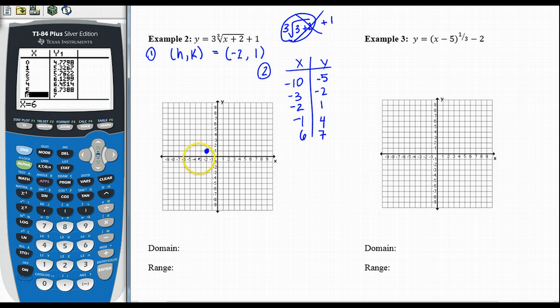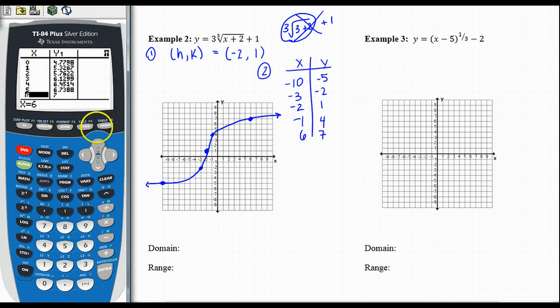So I've got negative 2, 1. I've got negative 3, negative 2, and negative 10, negative 5. Then on the other side, I've got negative 1, 7. Negative 1, 4. And 6, 7. So now again, I go from left to right through the points, and there's my graph.